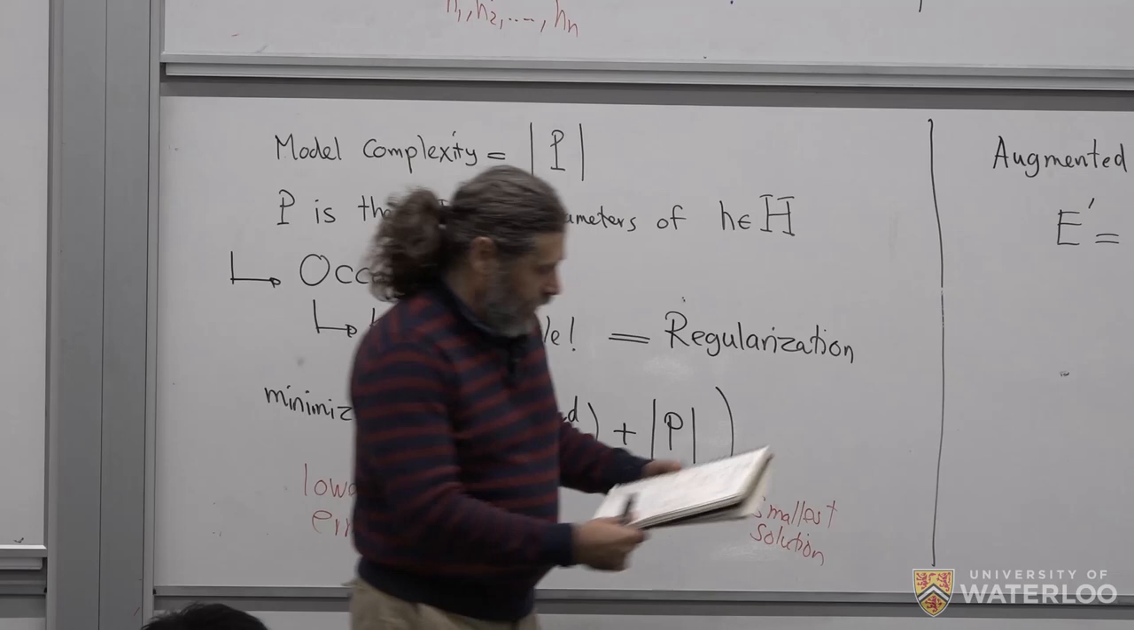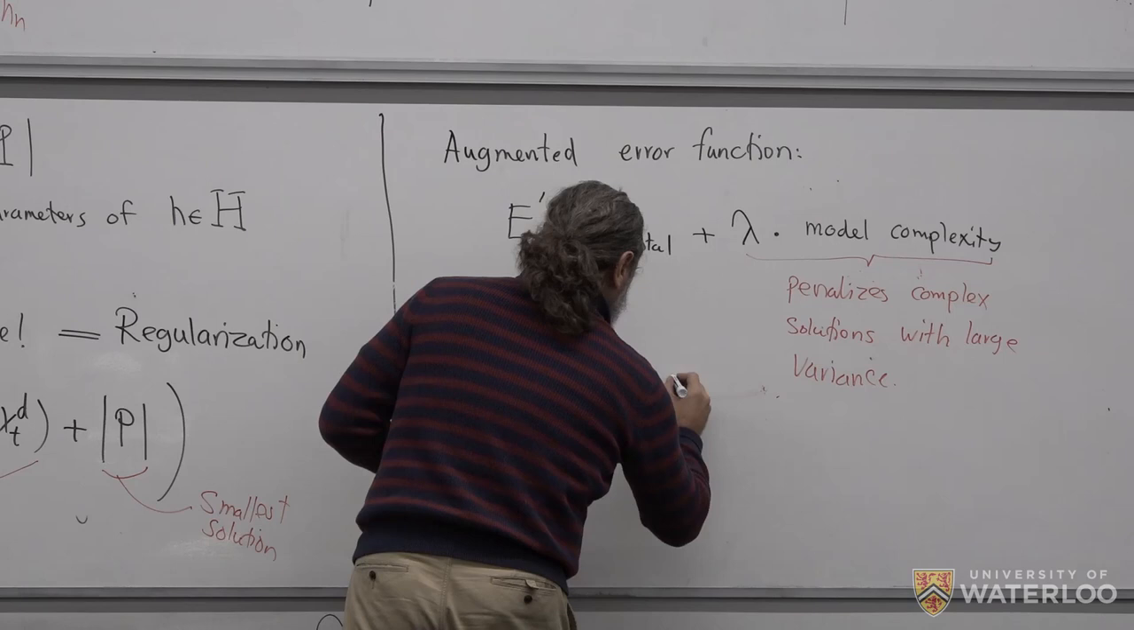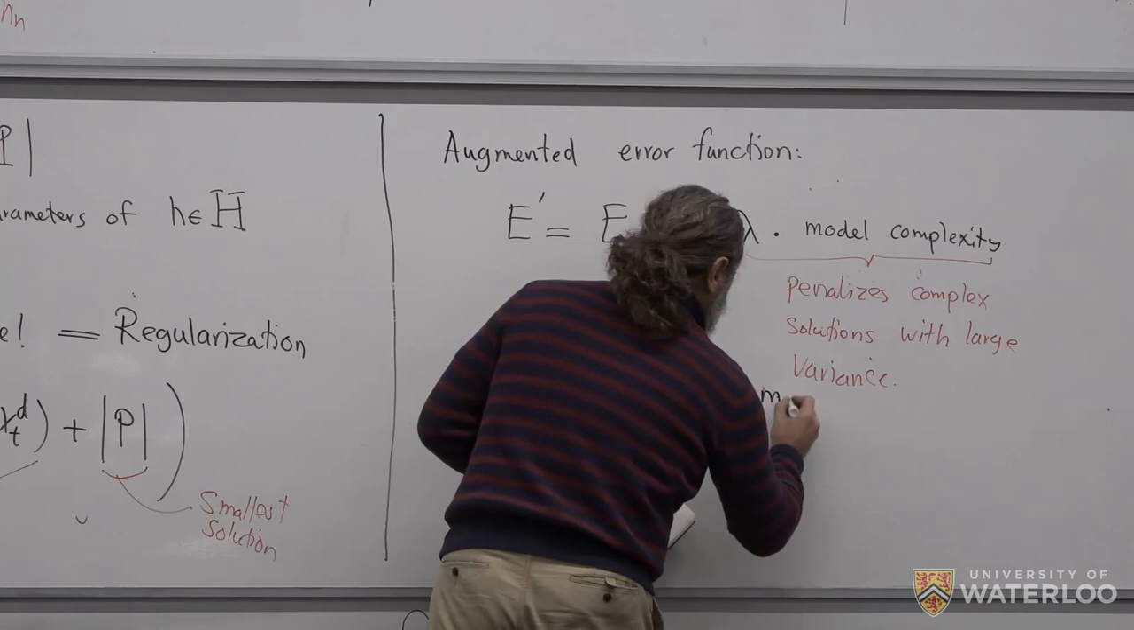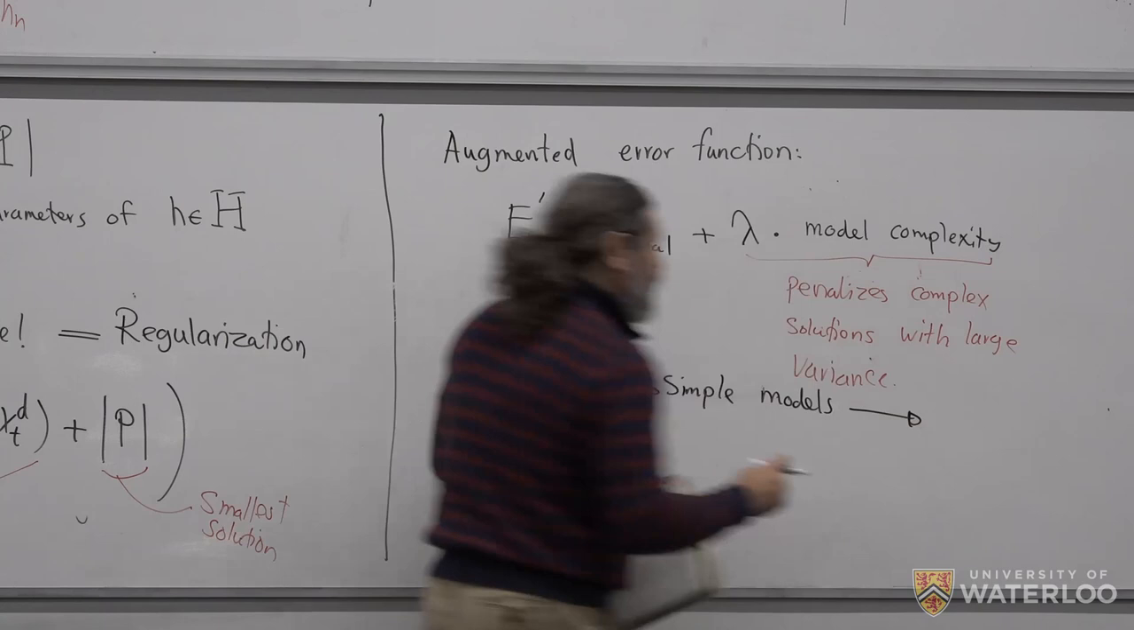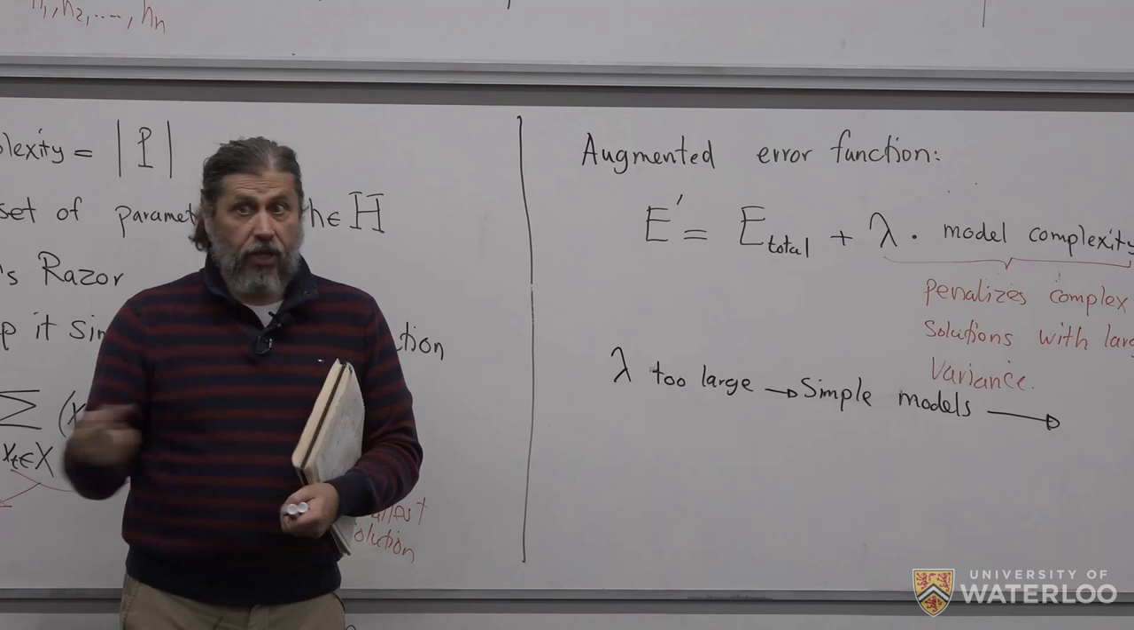Now, if lambda is too large, you want to play with it, play with it. You get simple solutions, simple models. If you do simple models, what happens? We can force it, right? I can put a big number on lambda and say, I really like small solutions. Now you are exaggerating in the other direction.